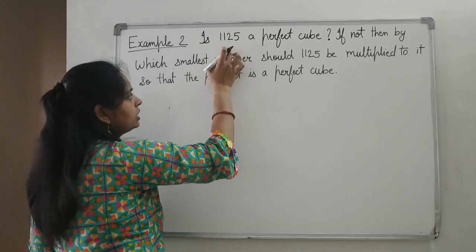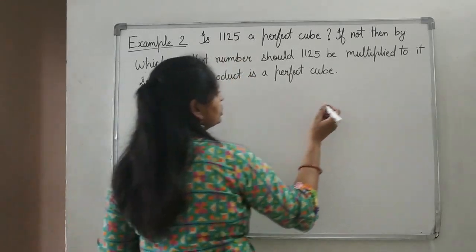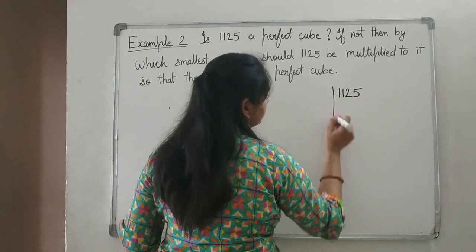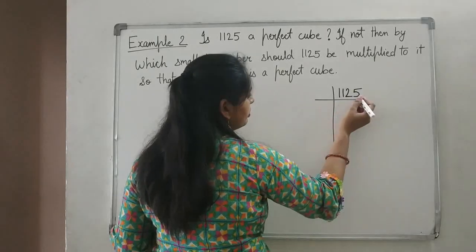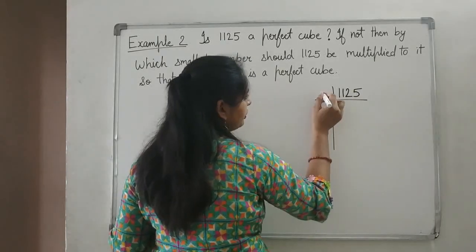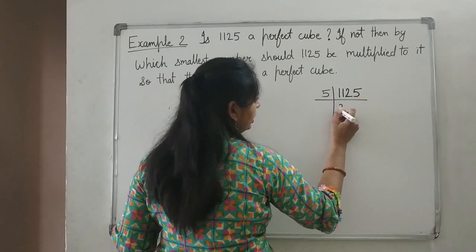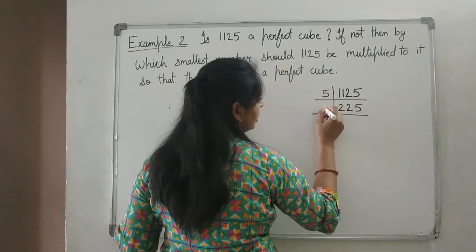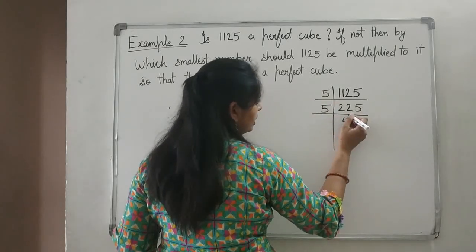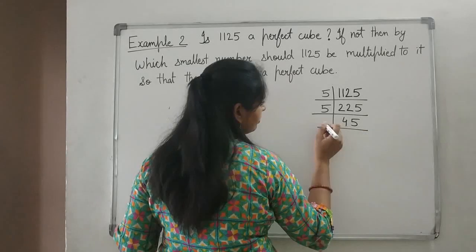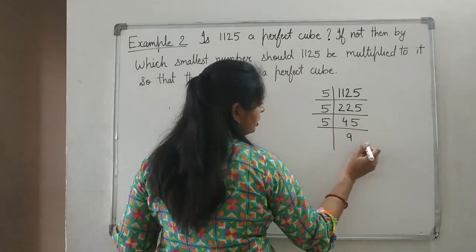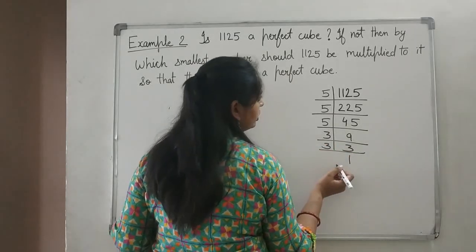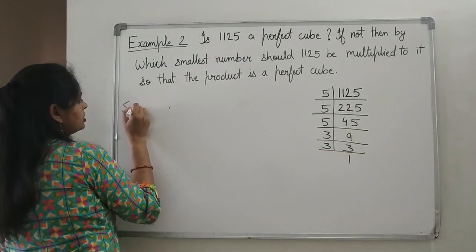So first we have to check whether it is a perfect cube or not, and for checking we have to do the prime factorization of it. The number is ending in 5, so I can directly go by 5. 5 2s are 10, again 5 2s are 10, and 5 5s are 25. Again by 5, 5 4s are 20, and 5 5s are 25. 5 9s are 45, and then 3 3s are 9. So we are done with the prime factorization.